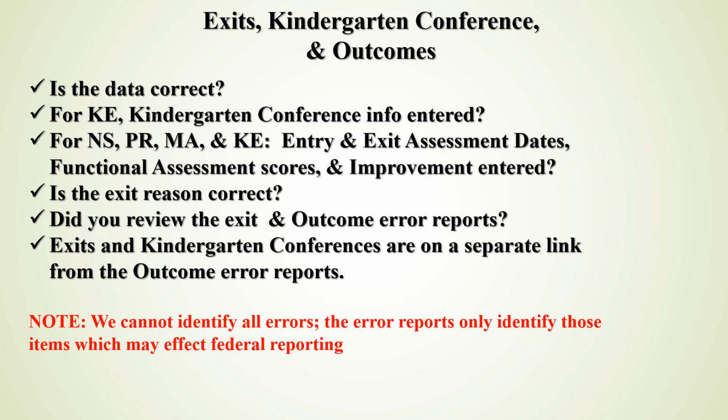Here are some of the suggested areas that you should review and questions you can ask yourself when reviewing exits and outcomes. Entry and exit outcome scores, plus indicating if improvement has or has not been made, are areas in which there are frequent errors. So please review outcomes carefully. Remember that the only entry outcome scores should be the initial set of outcome scores obtained during the referral process, and exit outcome scores are only entered when the exit code is NS, PR, MA, or KE.